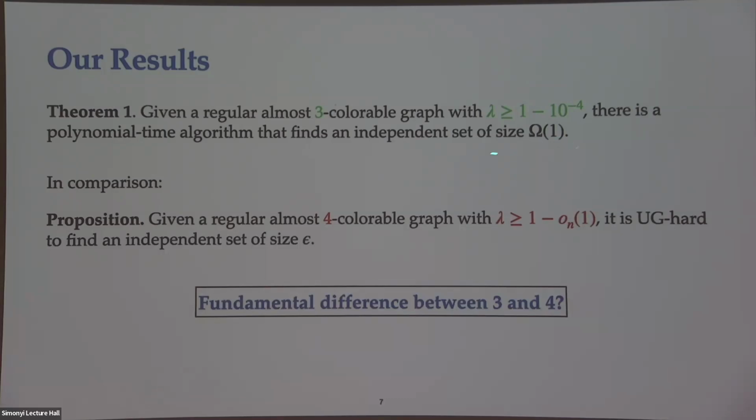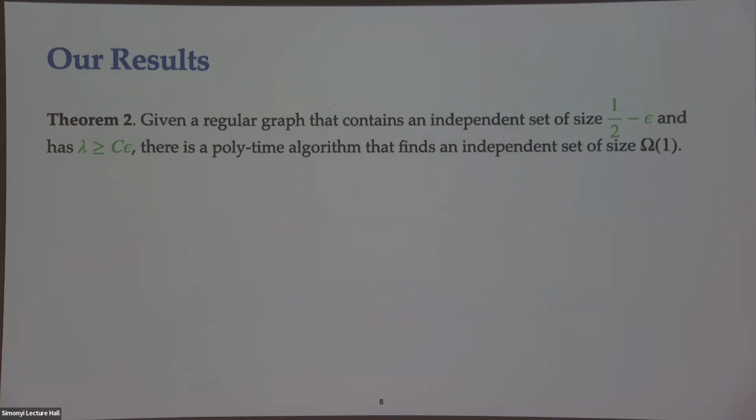So, okay, using this technique, we can extend the technique to other situations. So our second result is that suppose we're given a graph that contains a half minus epsilon size independent set. So it's not 3 colorable or almost 2 colorable. We only guarantee that it has a large independent set.